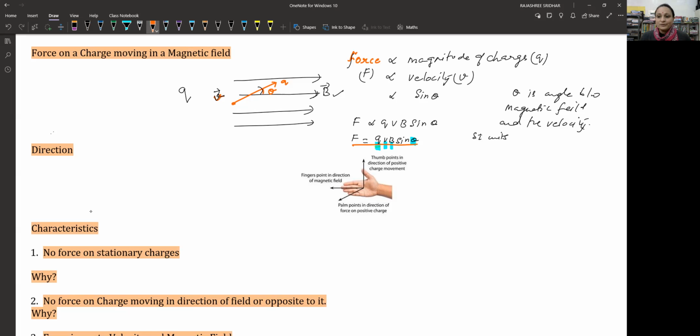Sine 0 is 0, sine 180 is also equal to 0. So these are the factors on which the Lorentz force, or force on the charged particle, depends. Now, let me ask you a few questions.